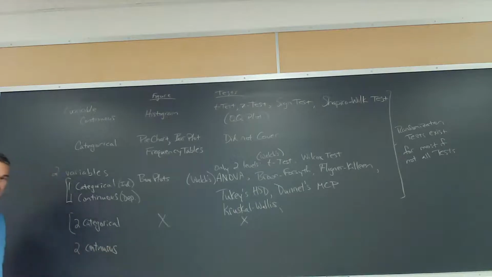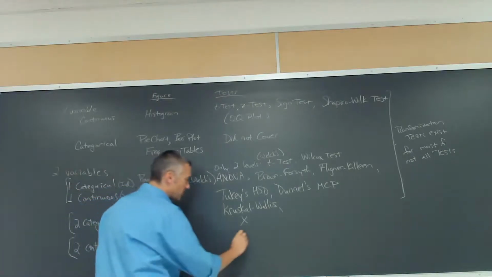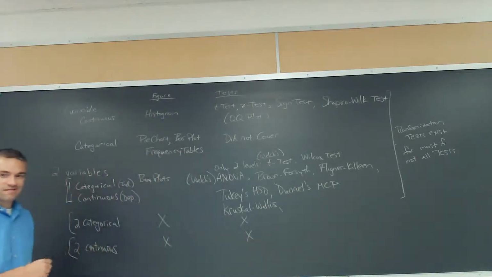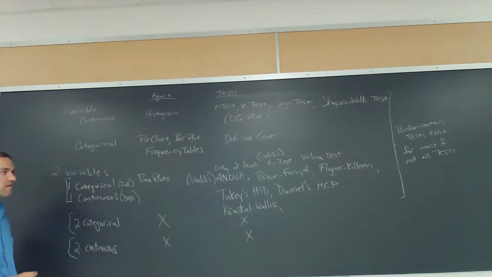It only takes about a day, like a regular 45-minute lecture, to get through 2 continuous variables, because at that point we're looking at correlation. But we didn't do those either. What kind of stinks is we lost this week, and then the final exam is actually starting. Questions on this?